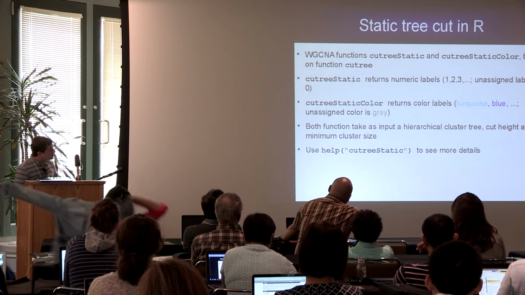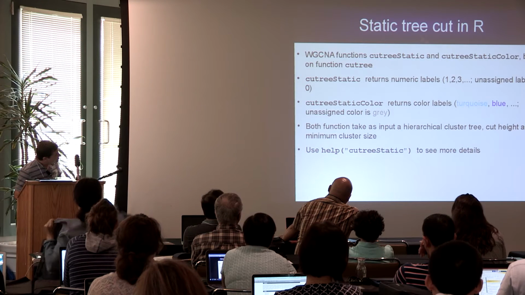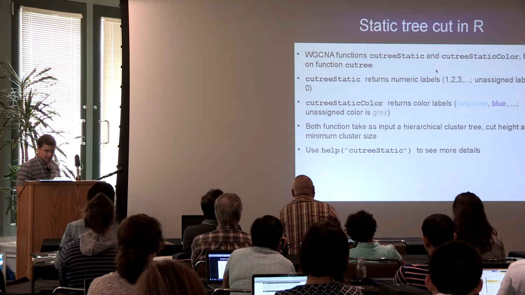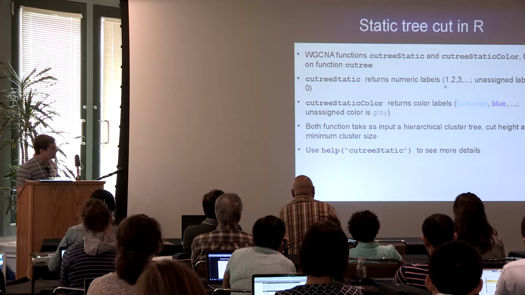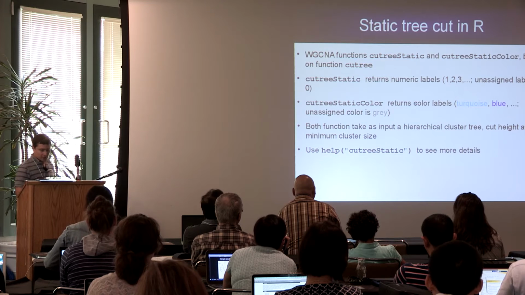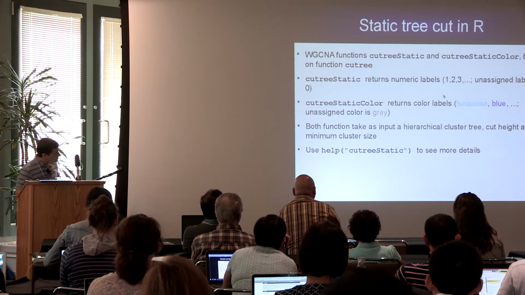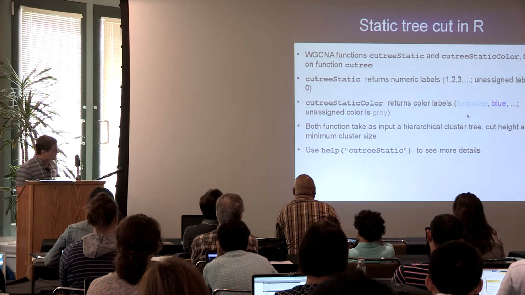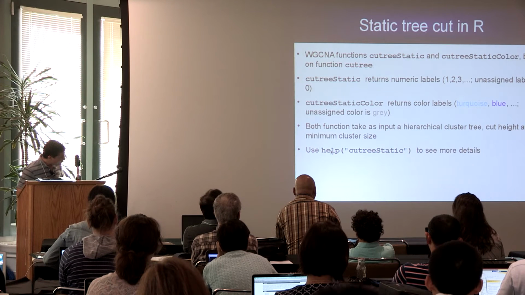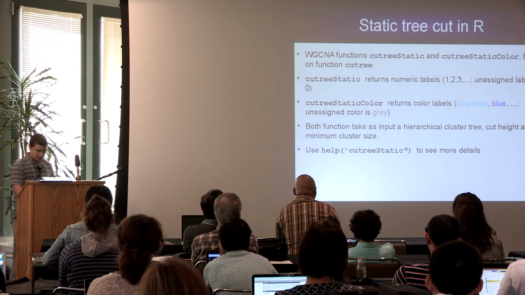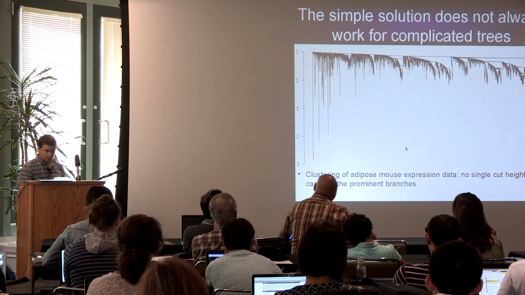So in R, you can use functions cutreeStatic and cutreeStaticColor, which are part of the WGCNA package. And the difference is that cutreeStatic returns numbers, 1, 2, 3, and the unassigned label is 0, and cutreeStaticColor returns color labels, which correspond to the numbers. So number 1 is always turquoise, number 2 is always blue, and so on. You can use the command help with the function name to see the details and what arguments the functions take and so on.